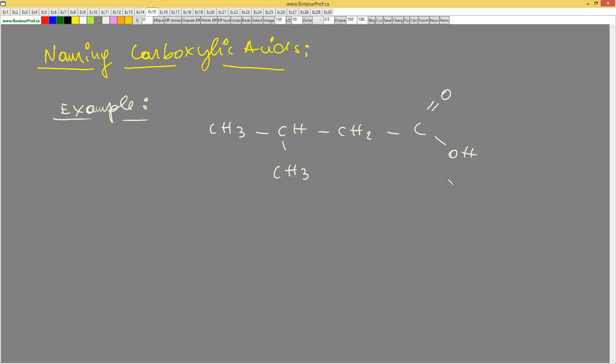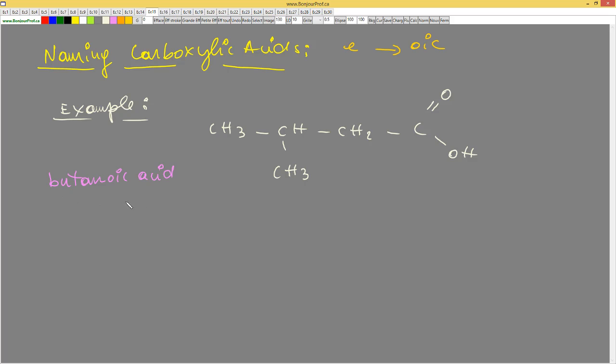I'm going to name them the same as we always did. I first have to look for the biggest, the parent chain. Which one? 1, 2, 3, 4. What does 4 mean? Butane. And because it is an acid, the E here we change to oic. So now it will be butanoic acid.